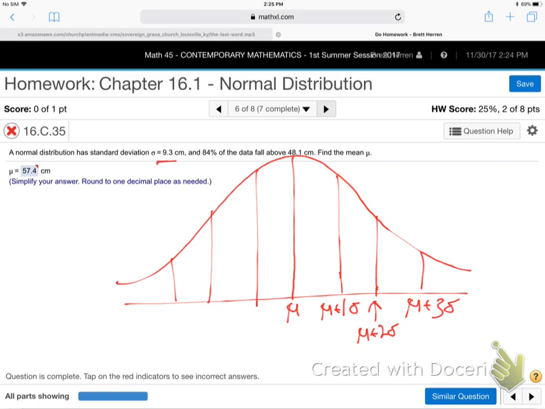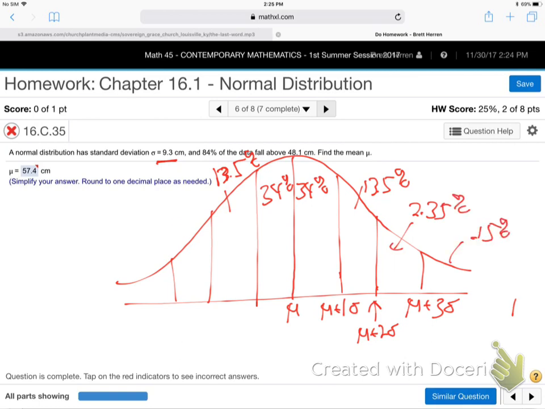Standard deviation is 9.3. And now what are the percentages? 34. They're always the same, aren't they? 34, 34, 13.5, 13.5, 2.35, 2.35, and 0.15, 0.15.